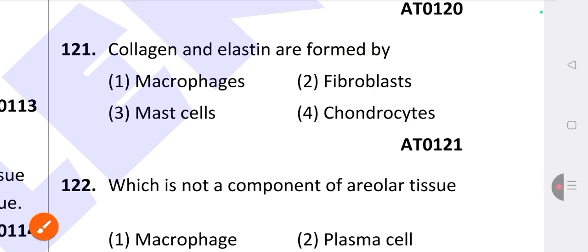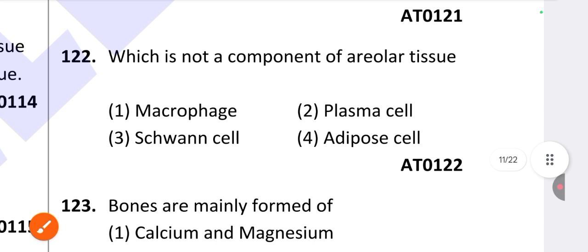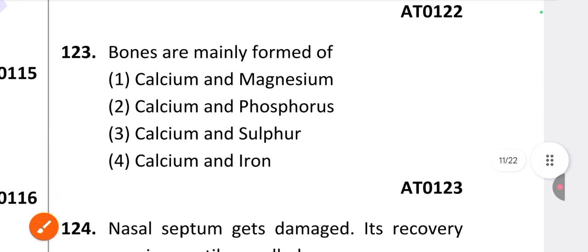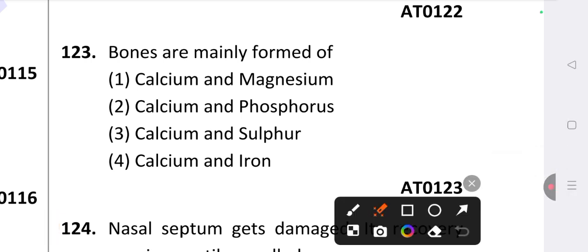Next, which is not a component of areolar tissue? So in areolar tissue, which component is not present? Answer is plasma cell. Next, 123, bones are mainly formed of. So what are bones formed of? They are formed of calcium and phosphorus.